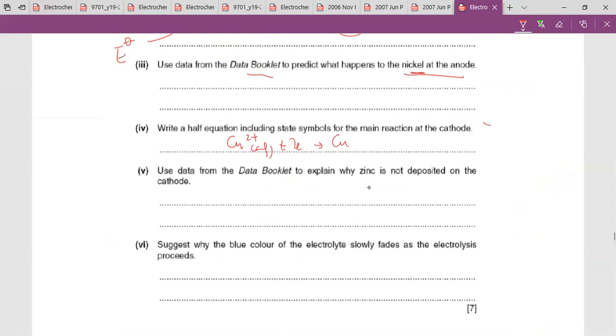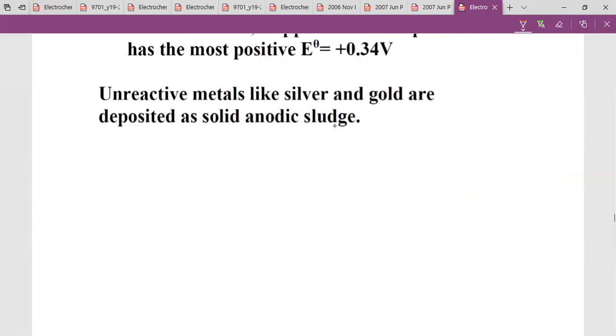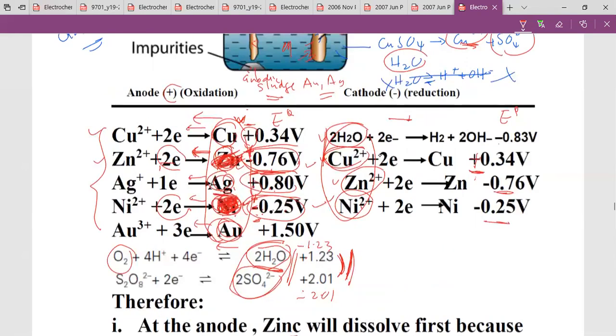Next one. Use the data in the table to explain why zinc is not deposited. Because zinc is the first one to undergo oxidation. Zinc will come up first, will dissolve first, because it's the most negative of all. But backwards, it's the most positive. Remember? So here, zinc is the first one to be dissolved. I'm going to rub it off first.